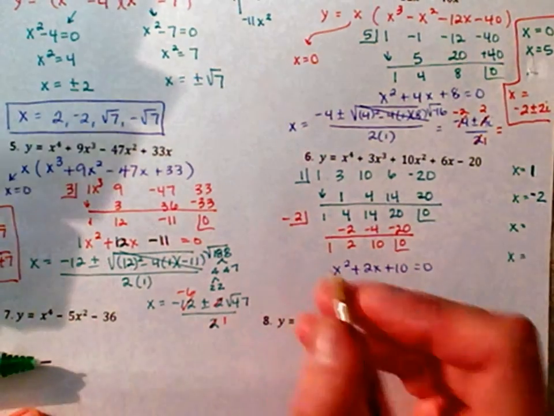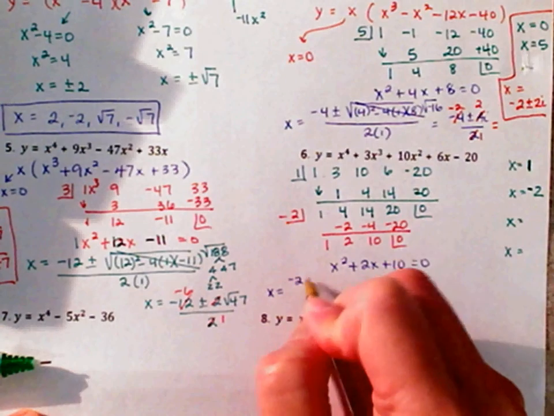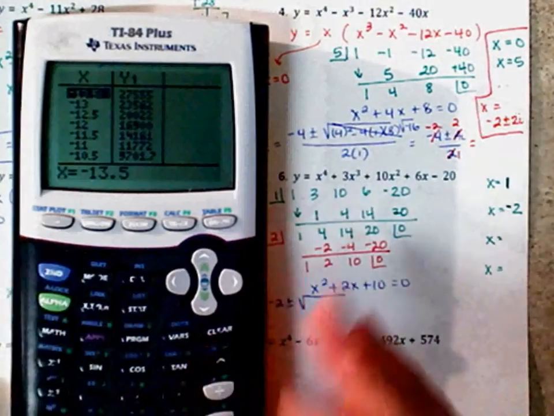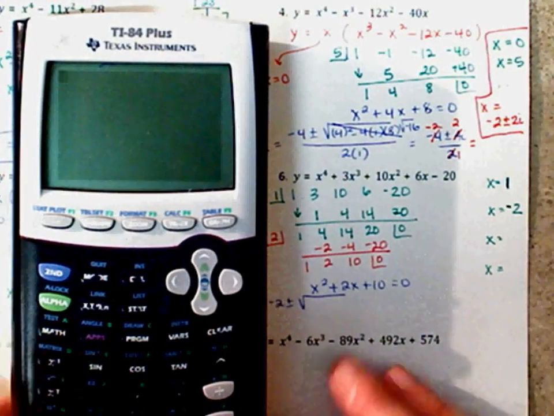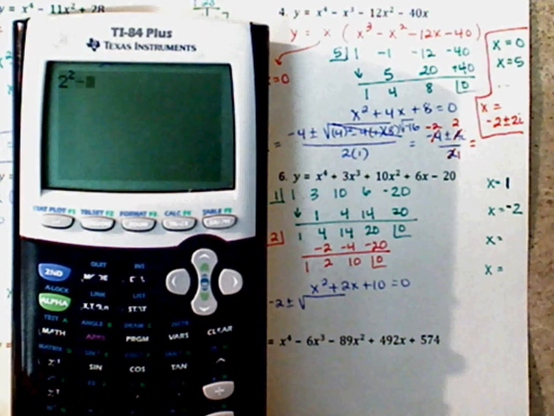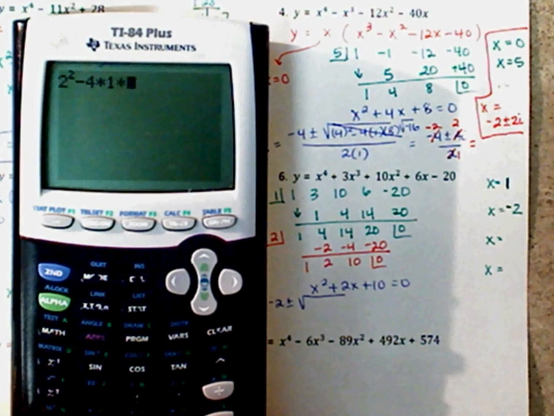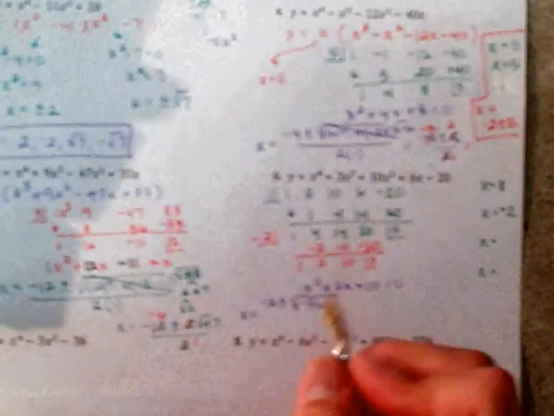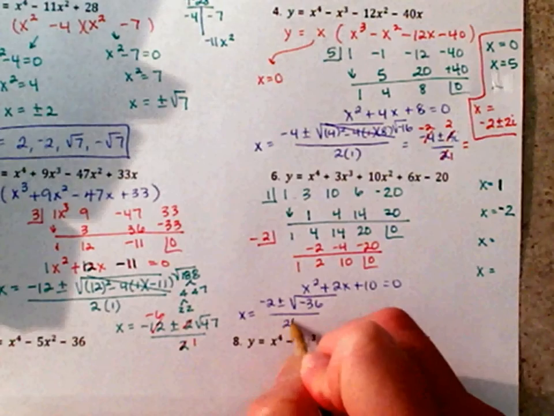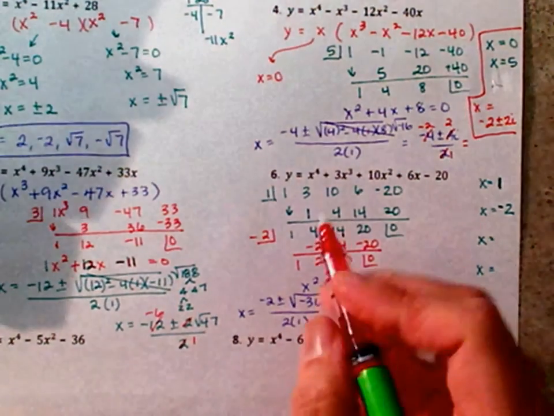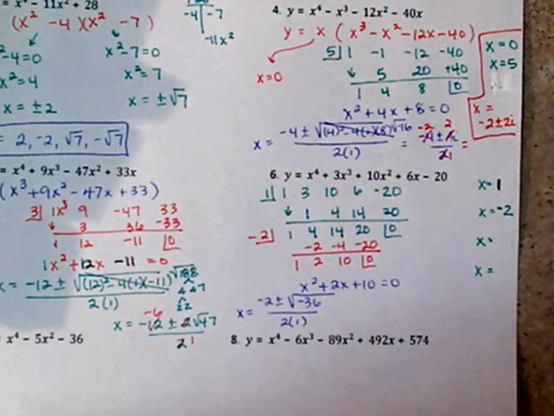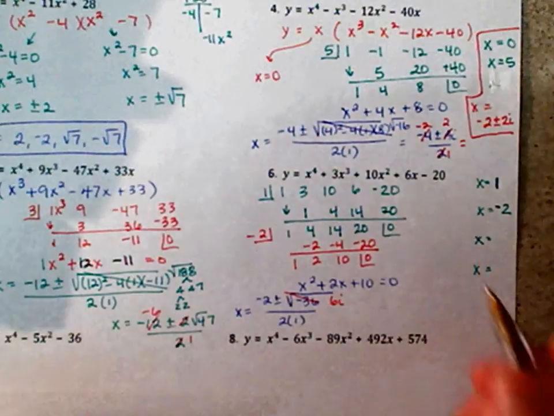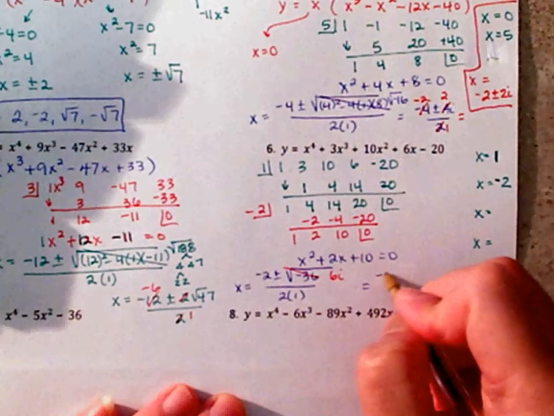X equals negative 2 plus or minus square root. I'm going to go ahead and type that part in the calculator because I'm running out of room. So, b squared, 2 squared, minus 4 times a, which is 1, times c, which is 10. And that gave me negative 36. All of that over 2 times 1. Well, what's the square root of negative 36? That is just 6i. So, now you have negative 2 plus or minus 6i over 2.